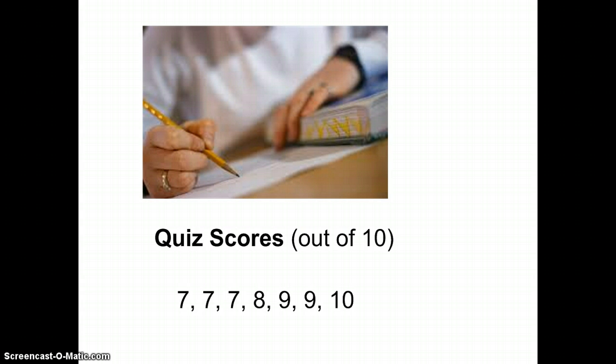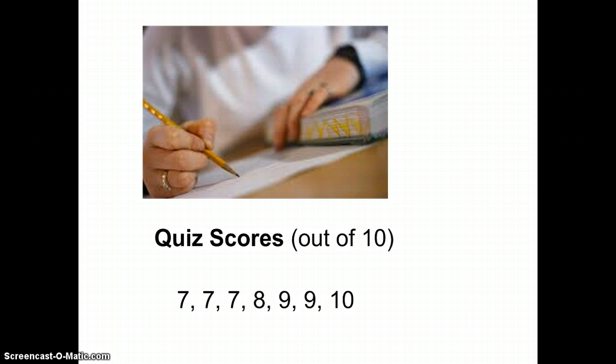Let's assume your quiz scores out of 10 on 7 different quizzes are 7, 7, 7, 8, 9, 9, 10. If you add these together, you get 57. Divide by 7 and your mean score is 8.14. You never earned 8.14 on a quiz, but 8.14 is still a typical score for you.